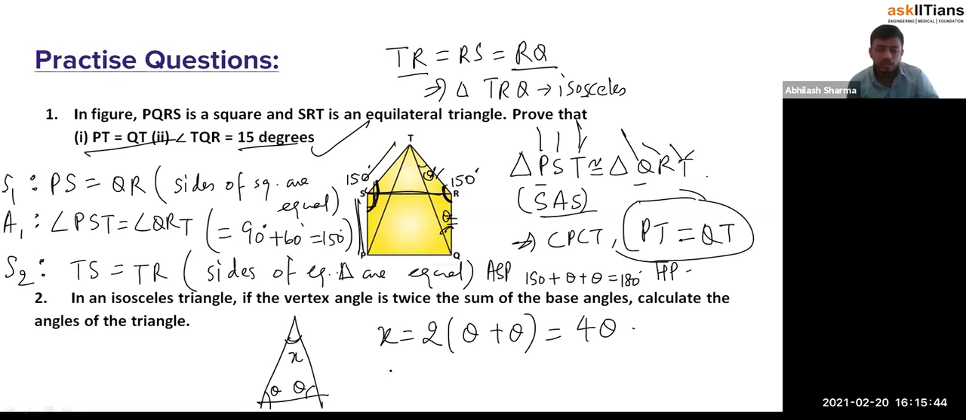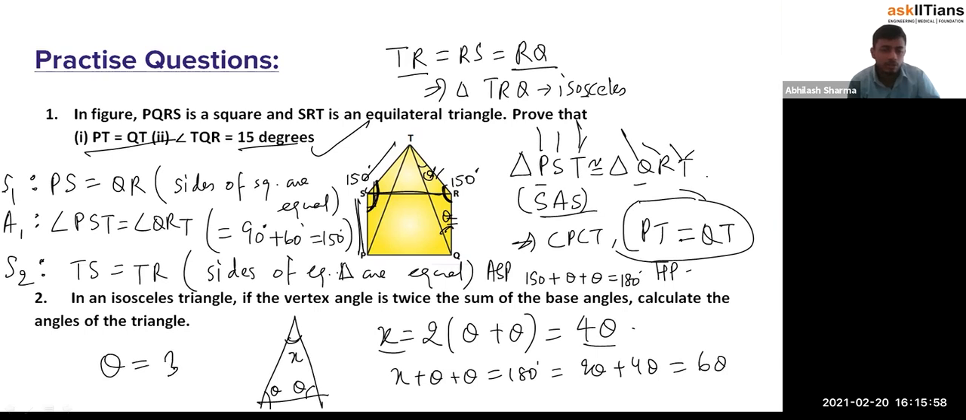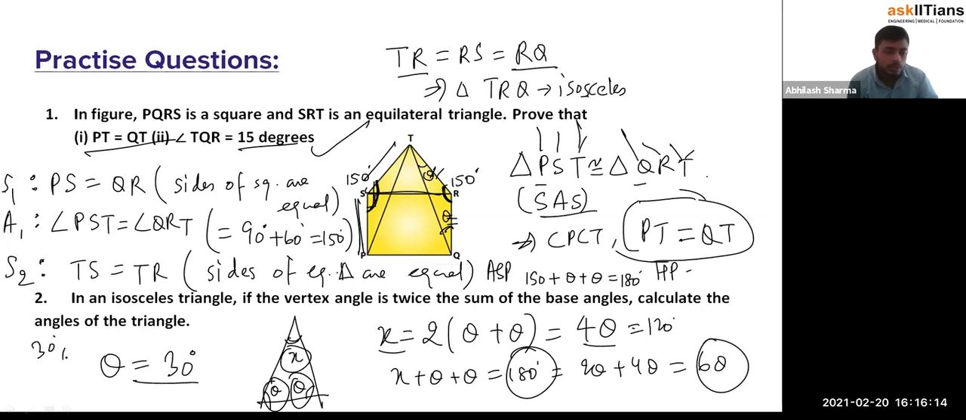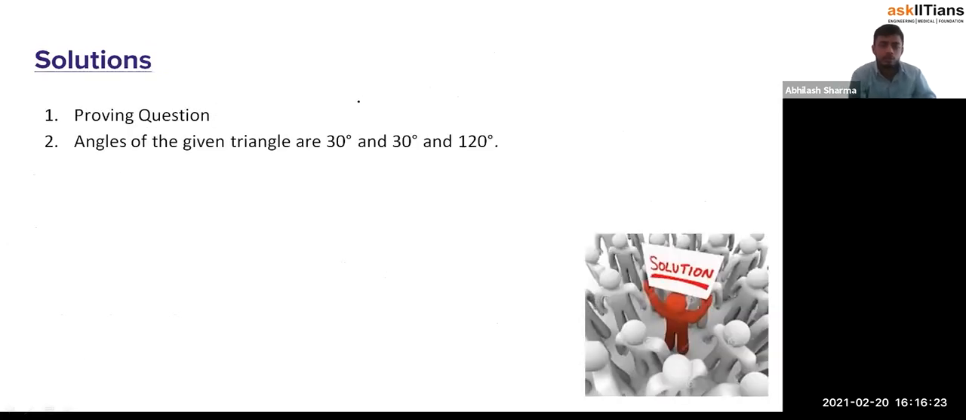Using the angle sum property, we can say x plus 2 theta equals 180 degrees. This becomes 2 theta plus 4 theta, as I have put the value of x. This becomes 6 theta. So 180 degrees equals 6 theta, so theta is 180 by 6, which comes out to be 30 degrees. X will come out to be 120 degrees. So the angles theta, theta, x, or 30 degrees, 30 degrees and 120 degrees will be our answer. I hope you were able to understand these answers, and of course we have the same answers here as well.